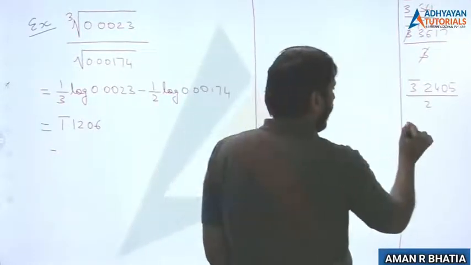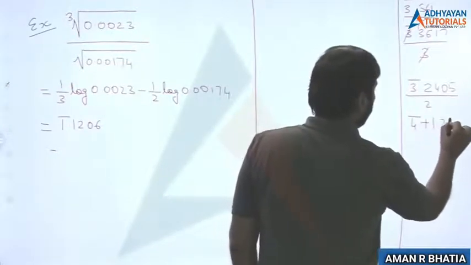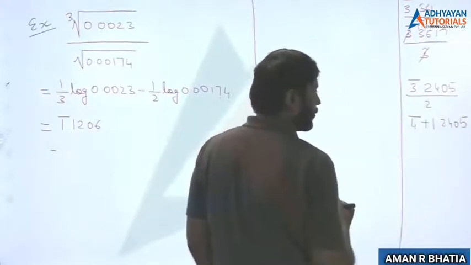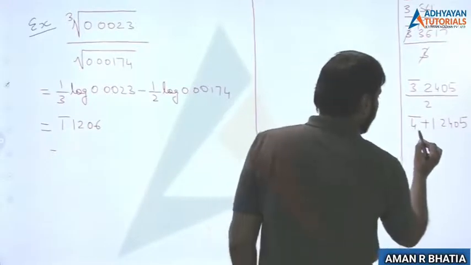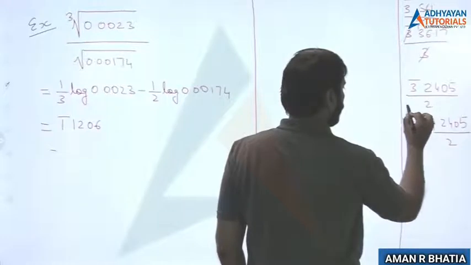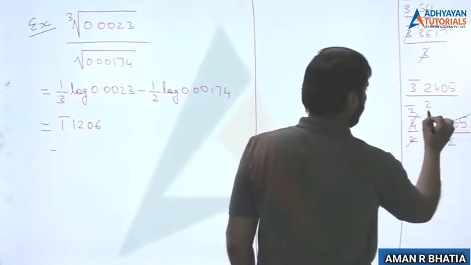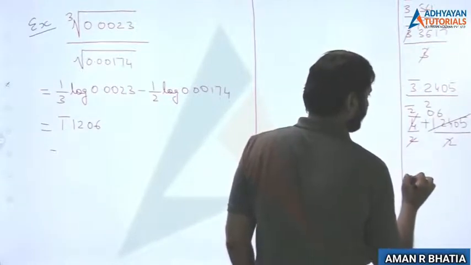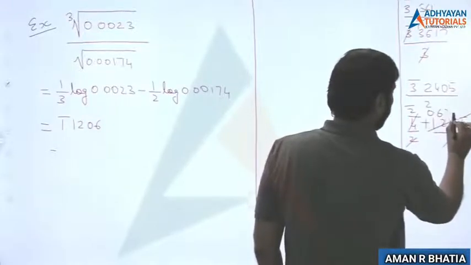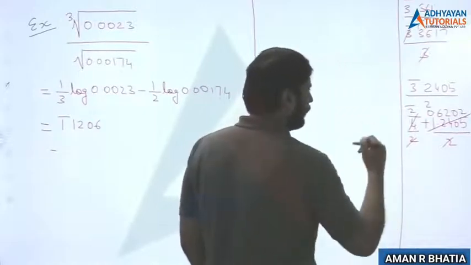So here I will write it as bar 4 plus 1.2405. I split my bar 3 as bar 4 plus 1, which is again bar 3. And I separately divide both the numbers by 2. So 2 2s are 4, so this is bar 2. Then this is 0.6. 2 2s are 4, 0, 2 2s are 4, 1 carry forward, 2 5s are 10. So you can leave it as it is.